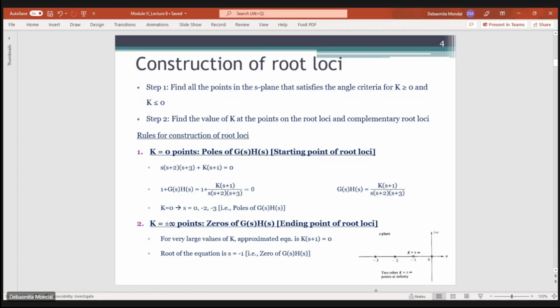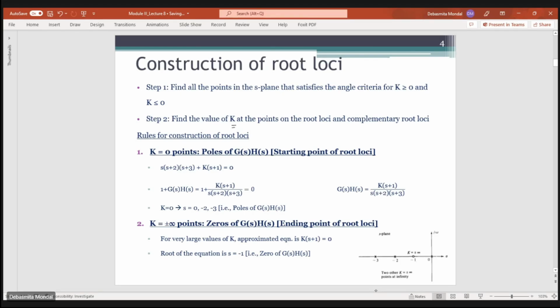Okay, so step 1 is to find all the points in the S-plane that satisfy the angle criterion for both k greater than or equal to 0 and k less than or equal to 0. And step 2 is to find the value of k at the points on the root loci or the complementary root loci, whatever you have. You can find it either from the angle criterion or simply from the root locus graph that you have plotted. From that graph itself you can find the value of gain at a certain point. Okay, so now let's see what the rules are for construction of this root locus.